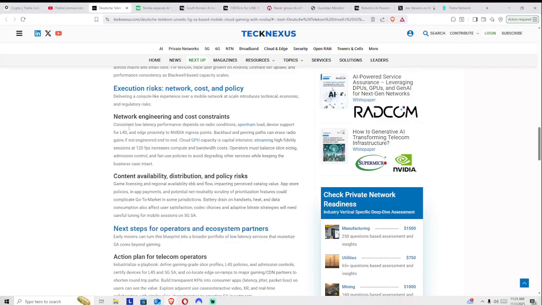If we head on down here to the network engineering and cost constraints, you can see right through this paragraph: consistent low latency performance depends on radio conditions, spectrum load, device support for L4S, and edge proximity to NVIDIA ingress points. So this is where the edge cloud stands out and why someone like Deutsche Telekom would be interested in the edge cloud as a service.